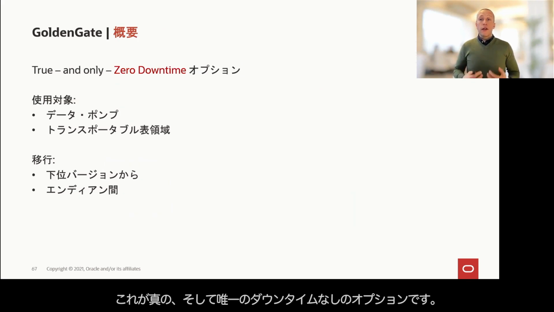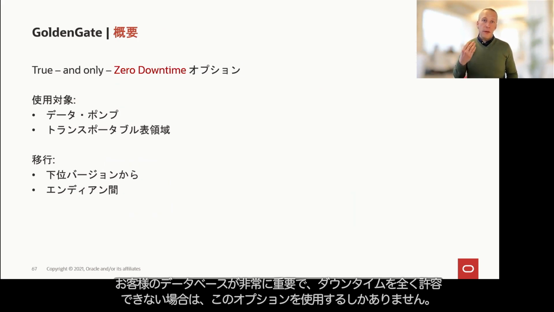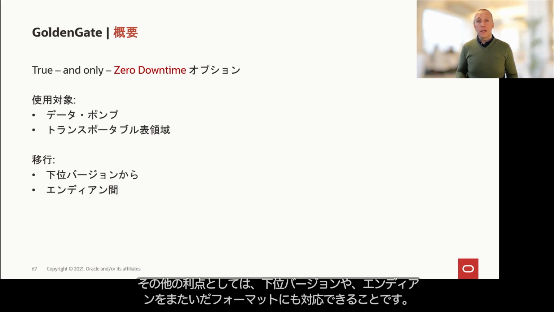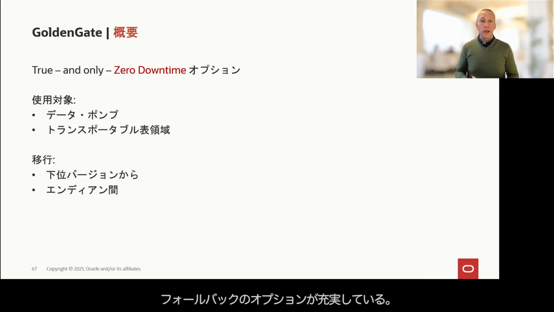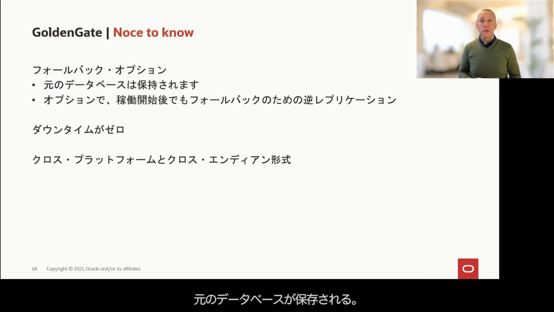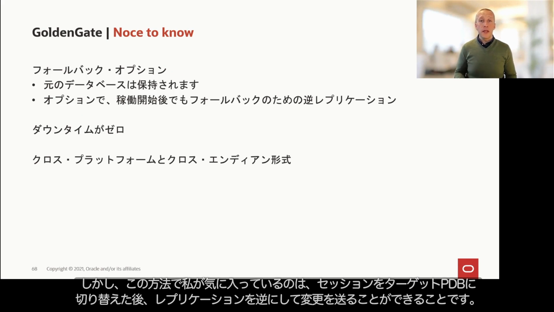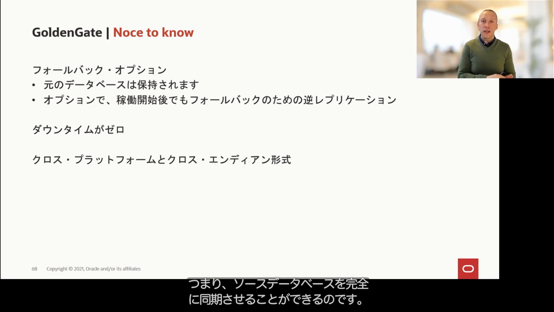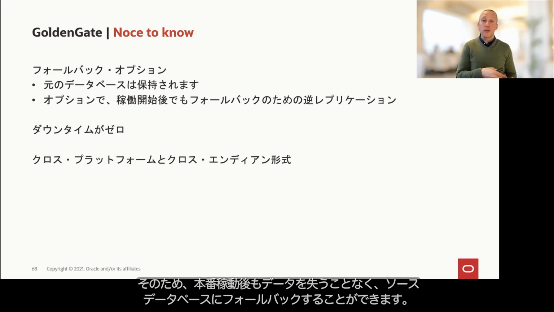This is our true and only zero downtime option. If your database is so important that you cannot afford any downtime at all, this is the only option that you can use. Some of the additional benefits are that you can come from a lower version or even a cross-endian format. The fallback options are good. The original database is preserved. But what I really like about this method is that once you switch your sessions over to the target PDB, you can reverse the replication and send the changes the other way, so you can keep your source database now in perfect sync. So you have the option of falling back to the source database even after go live without any data loss.